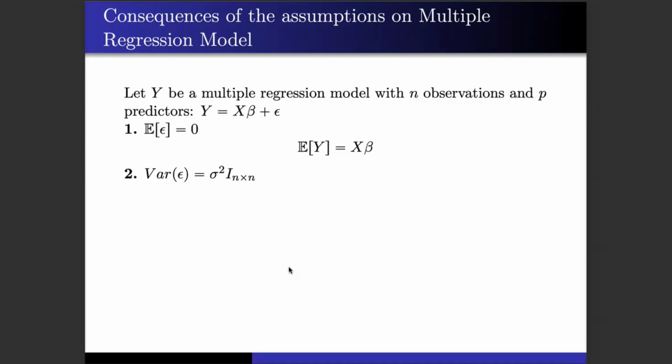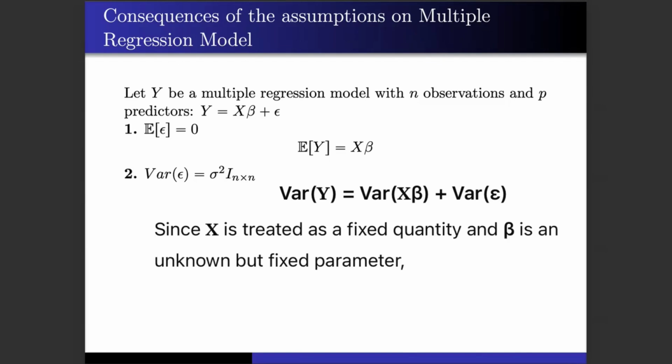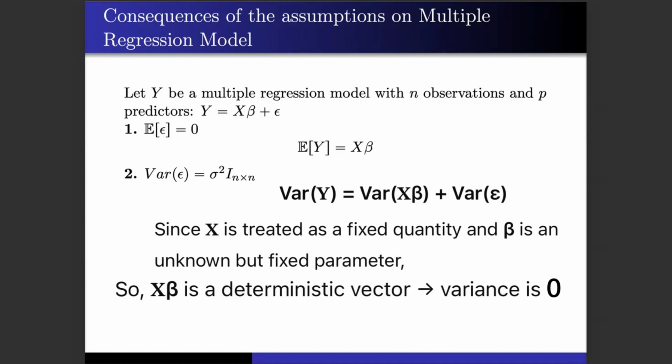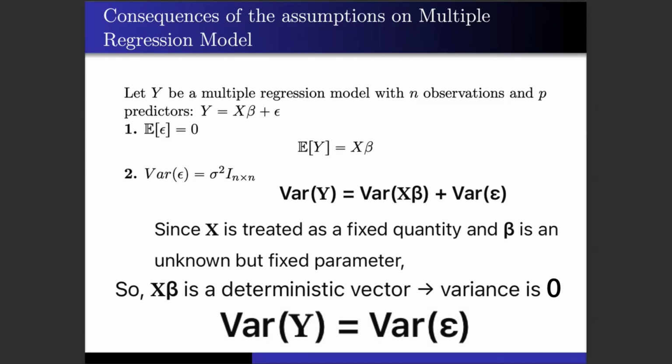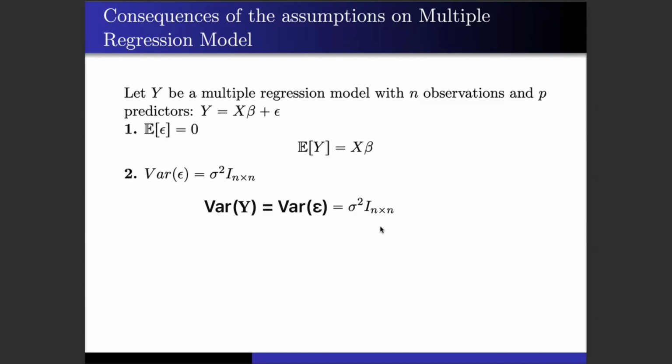Its consequence on the dependent variable y would be that variance of y would be equal to variance of X beta plus epsilon. We are treating X as a fixed quantity and we do not know the value of beta as of now. But once we know the value of beta, it is not going to change as you move from one observation to another. Its value would be fixed. And we treat this X beta quantity as a fixed quantity. Variance of a fixed quantity is 0. Therefore, variance of y would be equal to variance of this epsilon, which is equal to sigma square identity matrix.